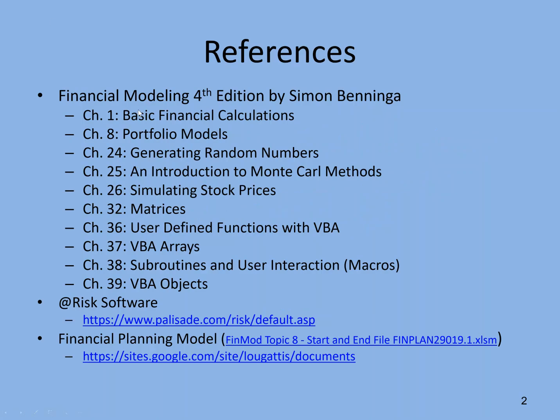If you're looking for references, I highly recommend Financial Modeling, 4th edition, by Simon Benninga. Chapter 1 will get you started on basic financial calculations. Chapter 8 will talk about how to calculate portfolio standard deviation and return. Then you'll have some chapters on generating random numbers, Monte Carlo estimation, and simulating stock prices. We'll talk about matrix algebra, which we'll use in this model, in chapter 32. And then the remaining chapters will talk about VBA programming, user-defined functions, and subroutines or macros that are used in this program. Also, we're going to use the @RISK software for this model.